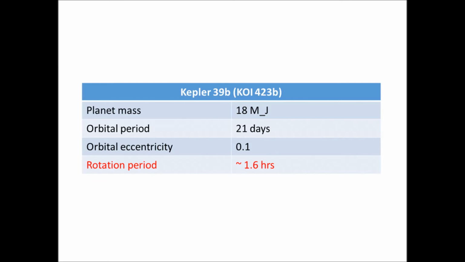Assuming some simple interior structure of Kepler 39b, we estimate its rotation period to be 1.6 hours, much faster than 10 hours for Jupiter and Saturn, but still slower than the break-up rotation period of 0.9 hours for this object, meaning that such a fast rotator is not physically impossible.